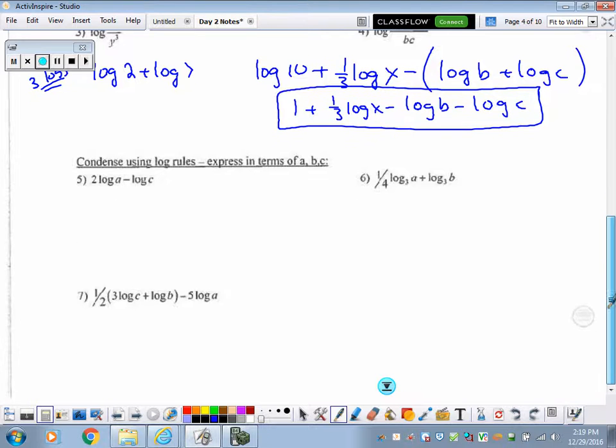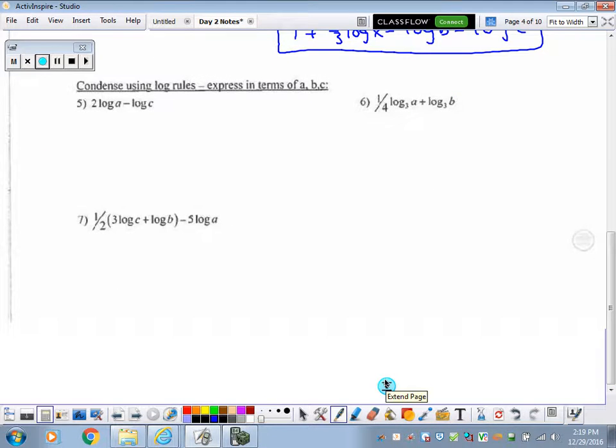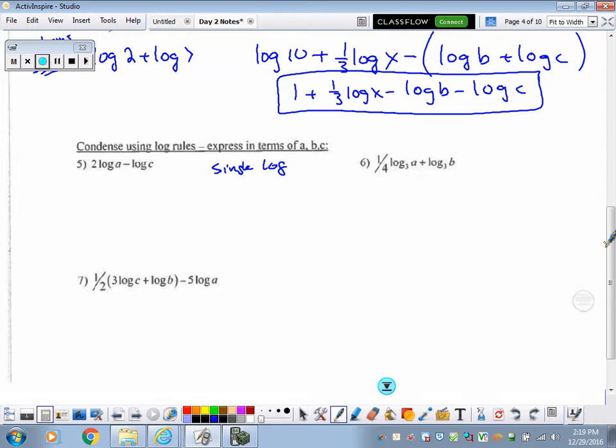We're going to now go the opposite direction and condense. Still using the log rules. Notice our expressions are longer. We're going to condense to a single log. So here, our answers are actually going to look like our questions in 1 through 4. We're going to go backwards. Start out with writing a single log.